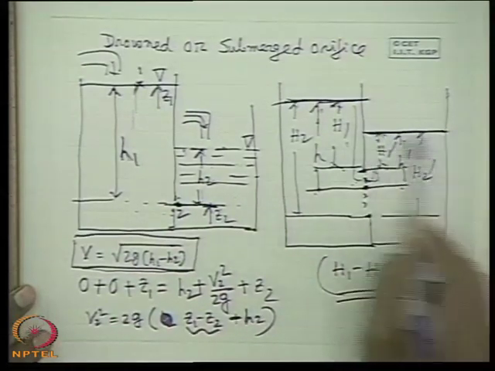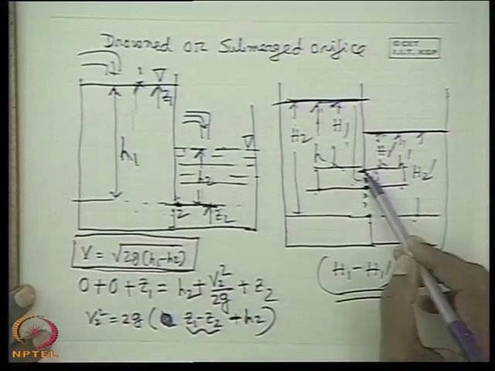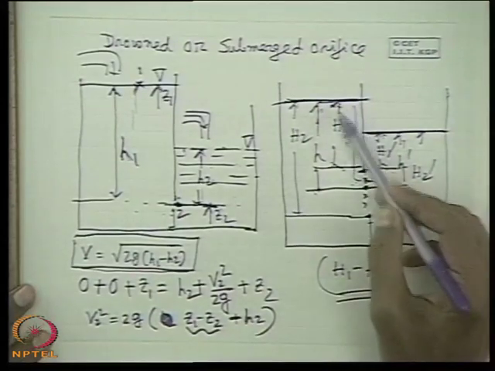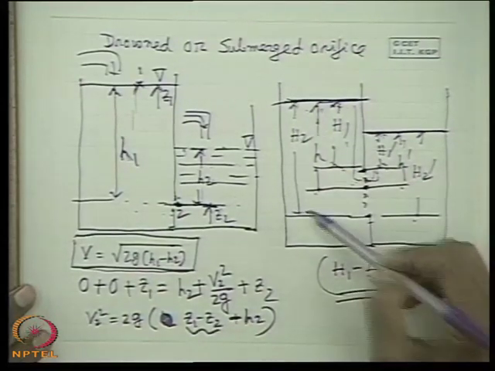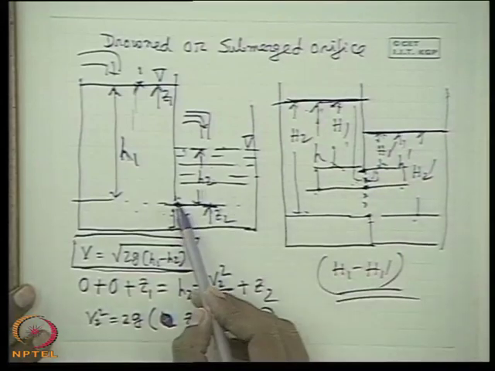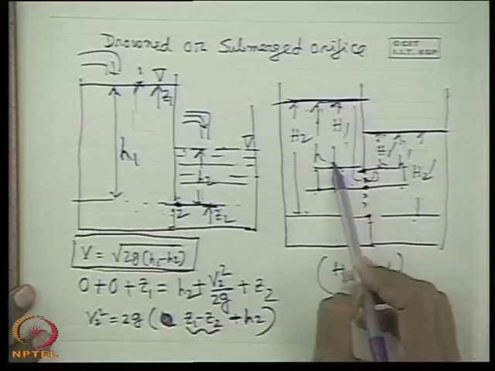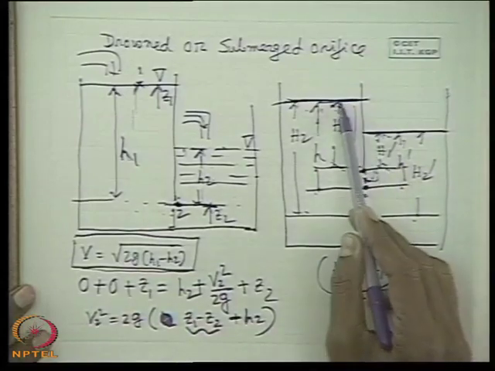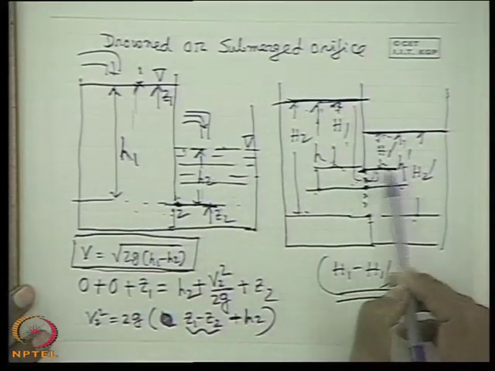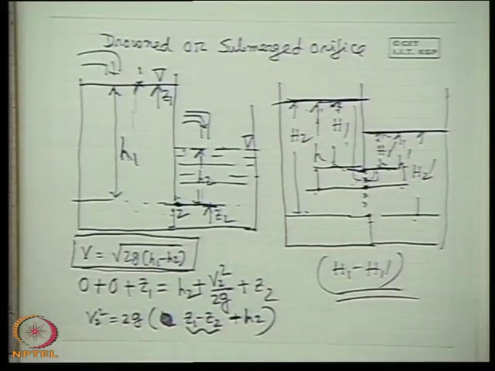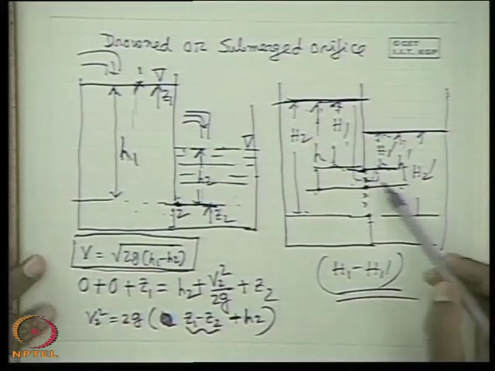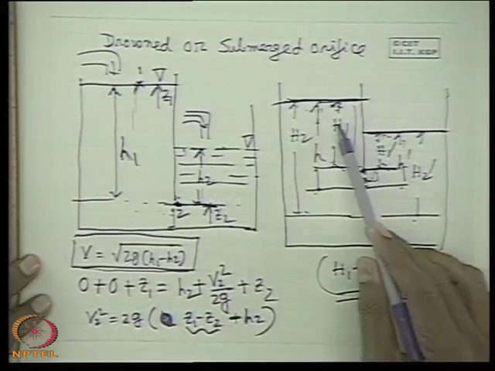So therefore, for a drowned orifice, a large orifice whose height is comparable to the head of the liquid above, it can be treated as a small orifice under a drowned condition, or under an effective head which is h1 minus h1 dash. That means the difference of the water level from its upper point. Clear? Alright. So this is a trick.